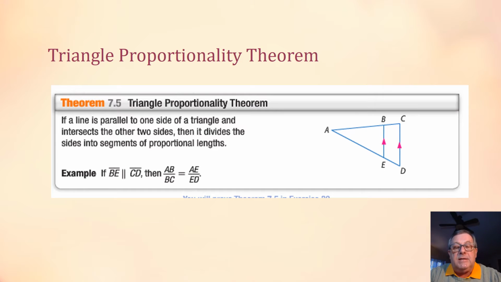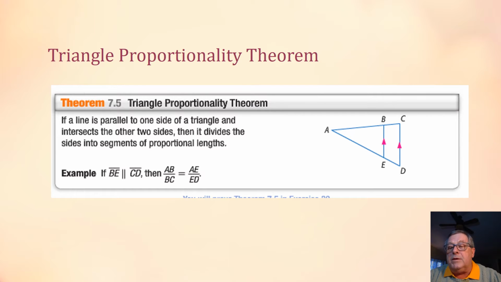And it states that if a line is parallel to one side of a triangle, and it intersects the other two sides, then it divides those sides into segments of proportional lengths. Now, that doesn't mean they're the same length, but they are in fact proportional.